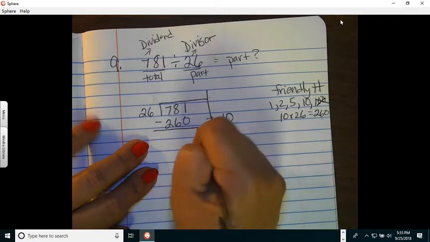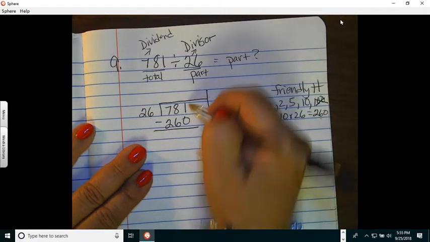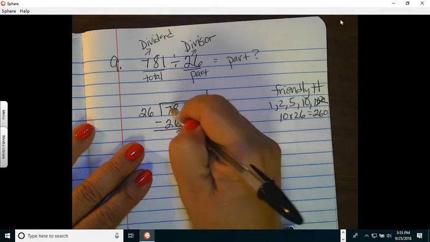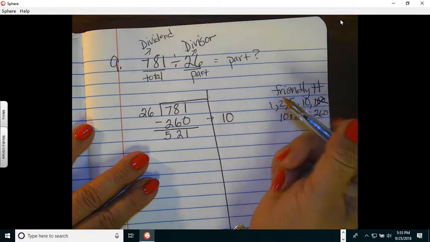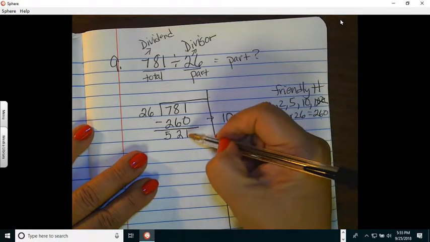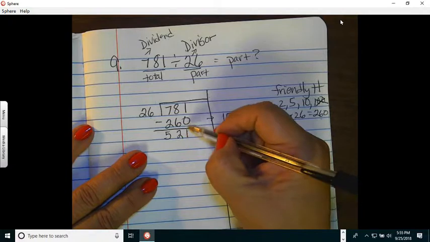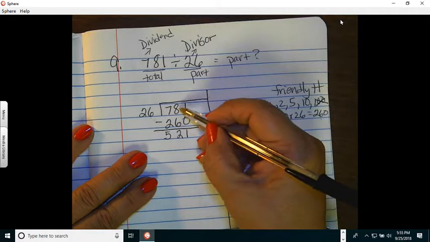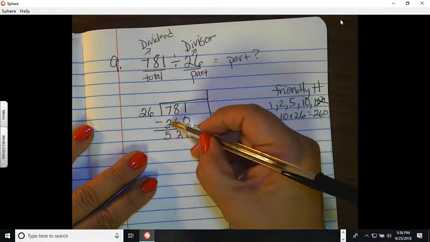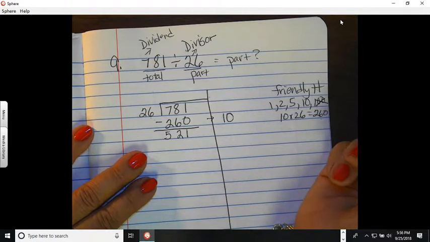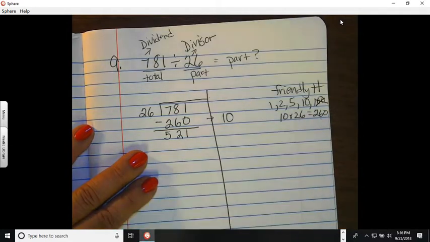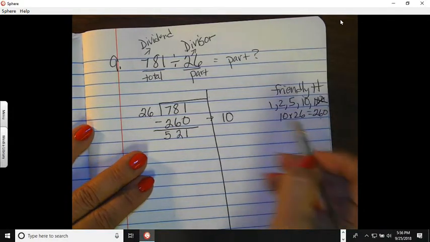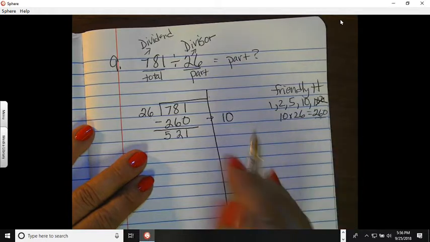I'm going to take the difference, so I will subtract. 1 minus 0 is 1. 8 minus 6 is 2. 7 minus 2 is 5. Check my work. I'm going to work backwards. Remember that inverse operation? 1 plus 0 is 1. 2 plus 6 is 8. 5 plus 2 is 7. So I know my subtraction's right. Okay, so you see how automatically you can do the inverse as you're going along to check your work. Can I still take another group of 10 out of there?